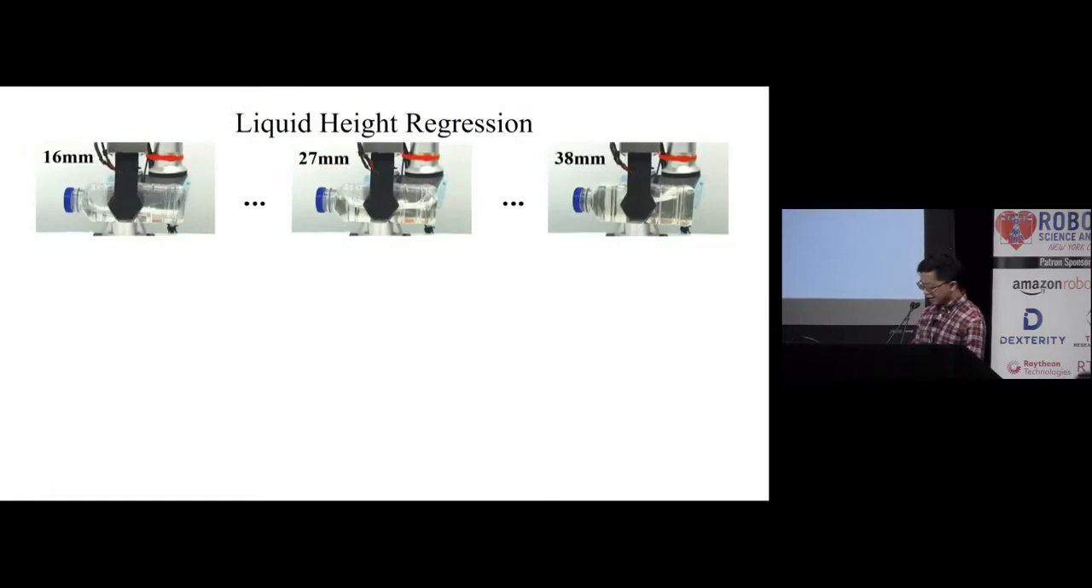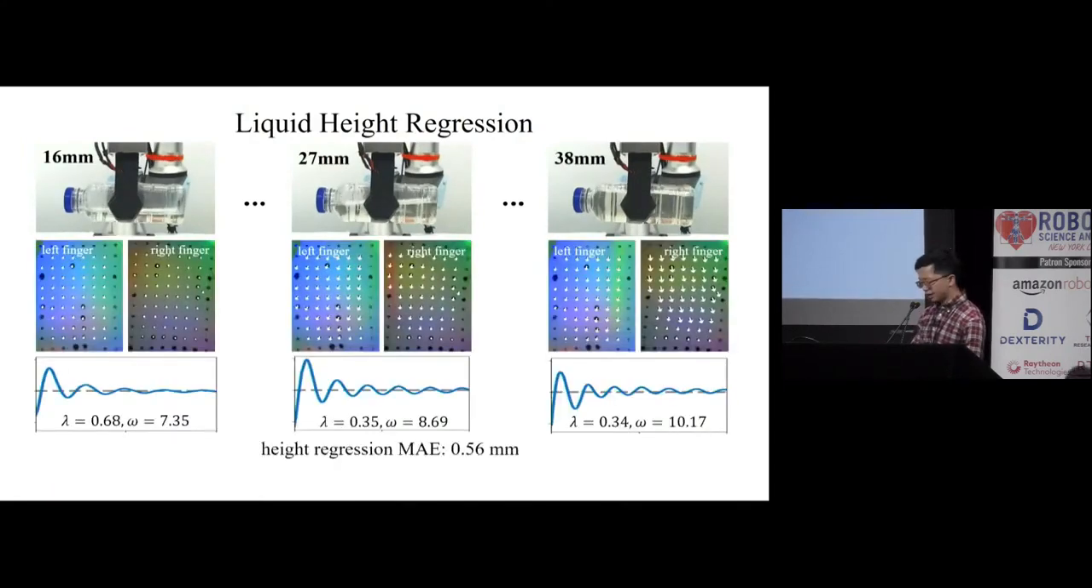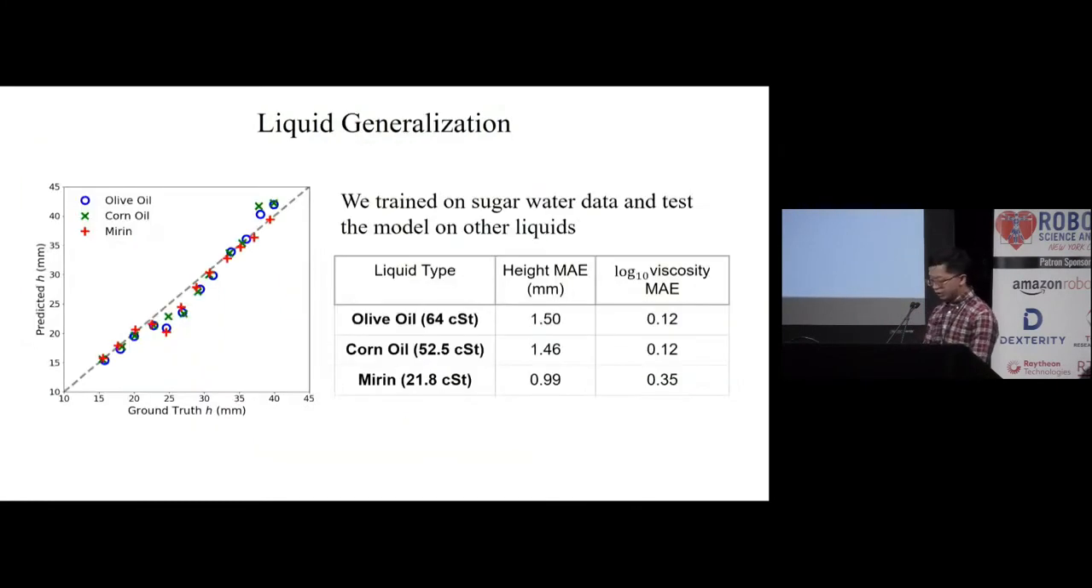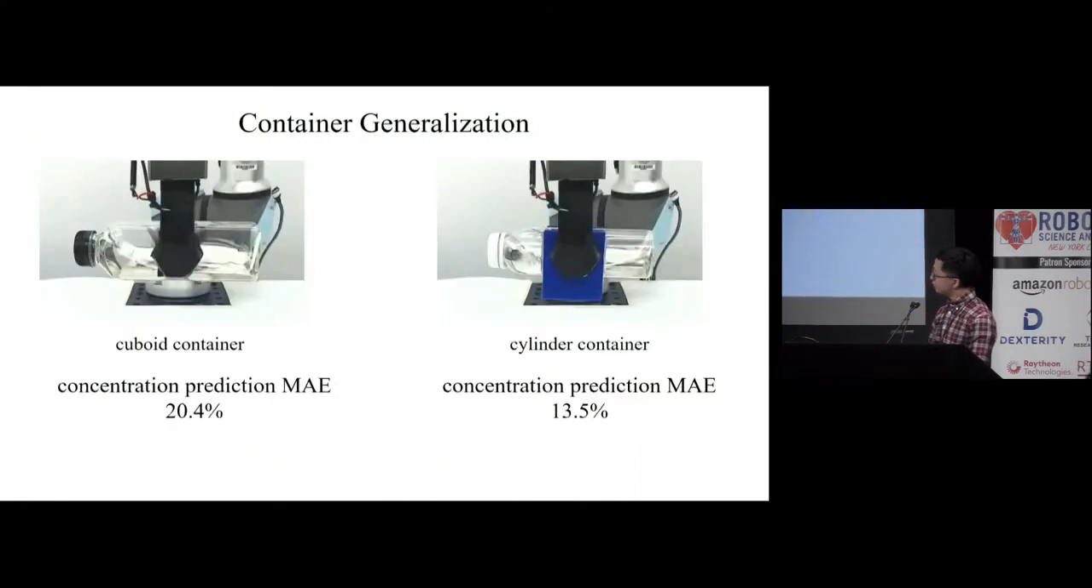We use the same dataset and method to regress the liquid height. We achieve a high regression MAE of 0.56 millimeters, which is near the limit of the ruler's precision. Additionally, the same model can also be used to estimate viscosity and height of unseen liquids such as marine.